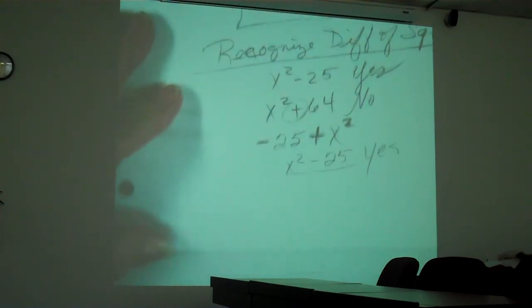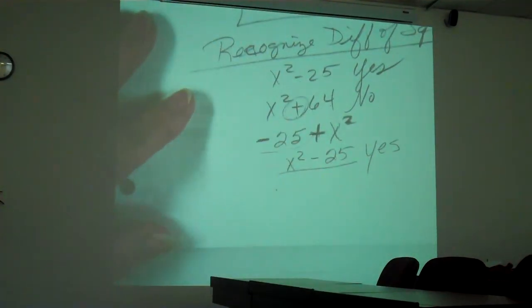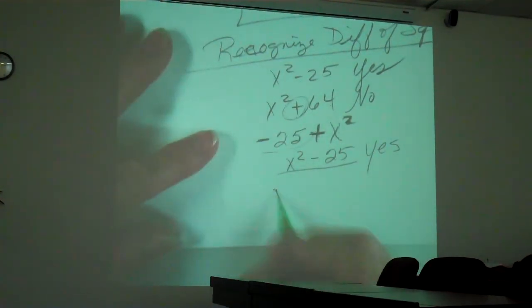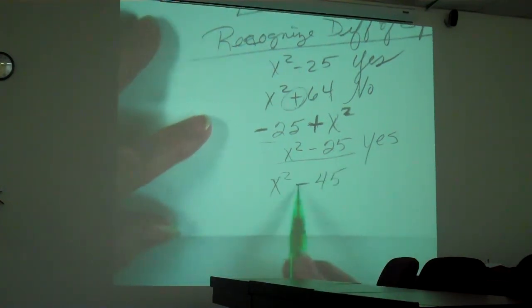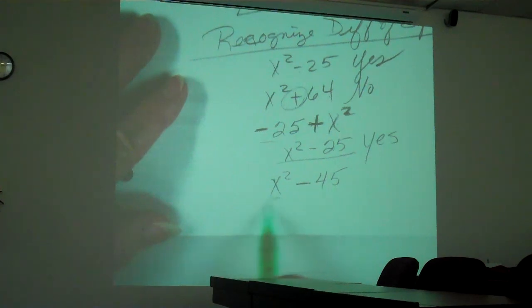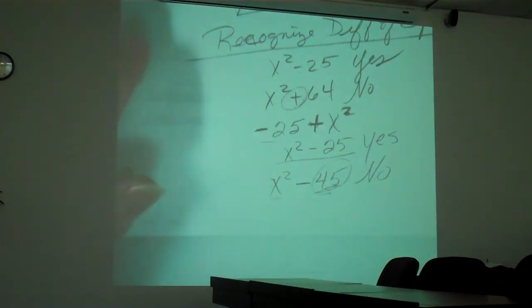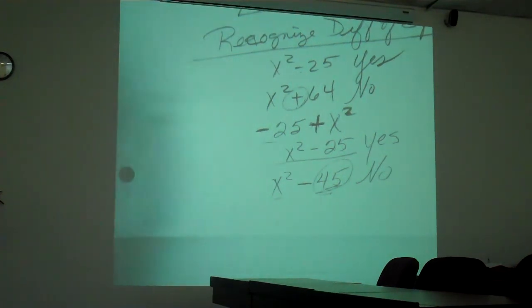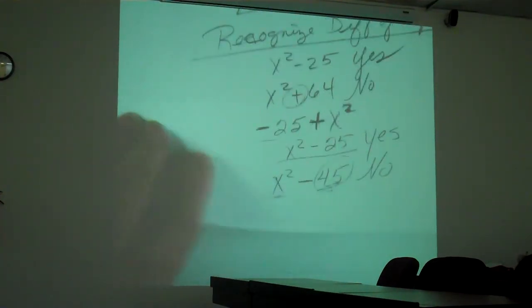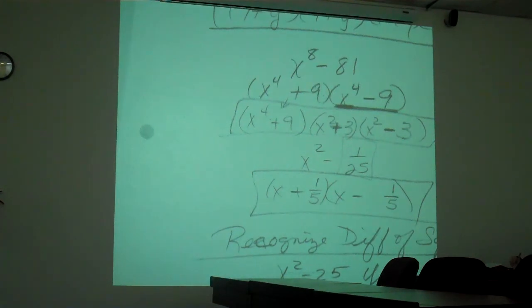Okay? How about this one? X squared minus 45. You have the minus. Is this a perfect square? No. So that messed it up right there. Okay, so you can recognize them now? Yeah? Okay, that's 5.5.